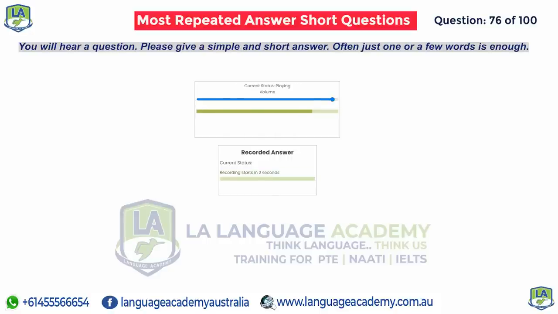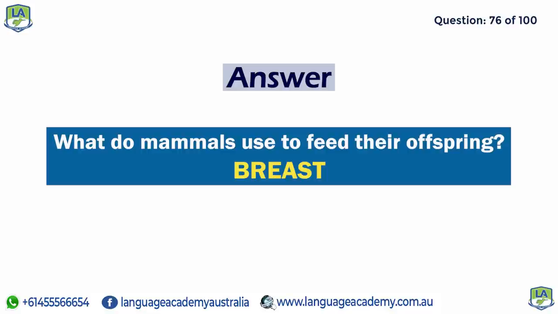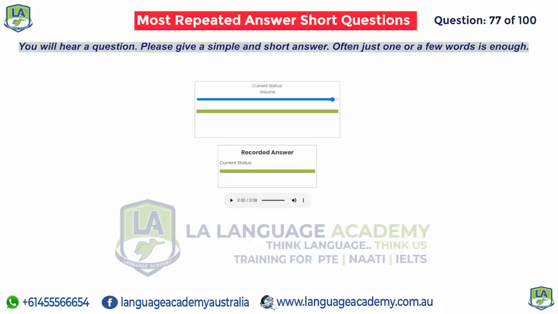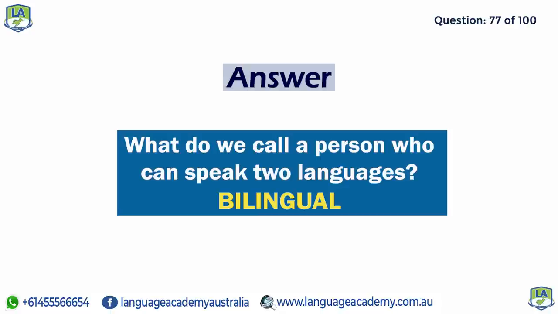What do mammals use to feed their offspring? Breast. What do we call a person who can speak two languages? Bilingual.